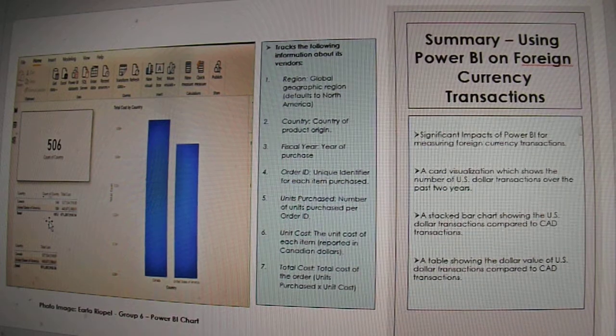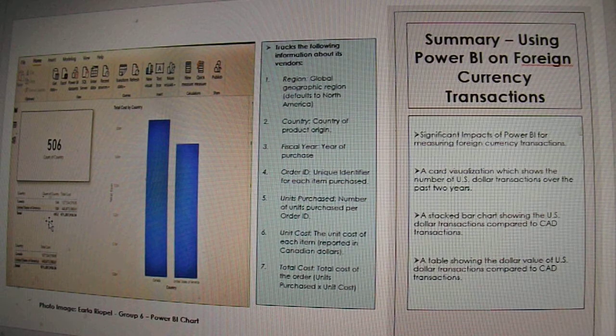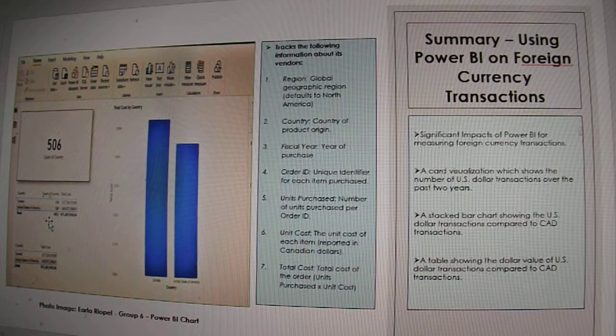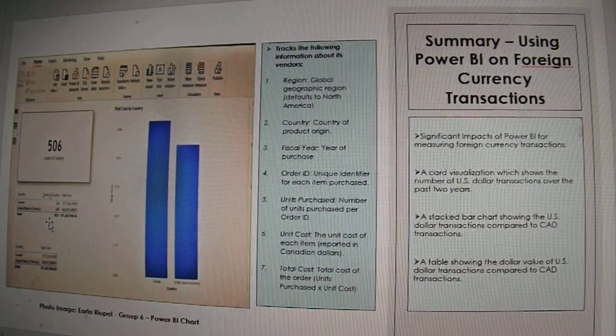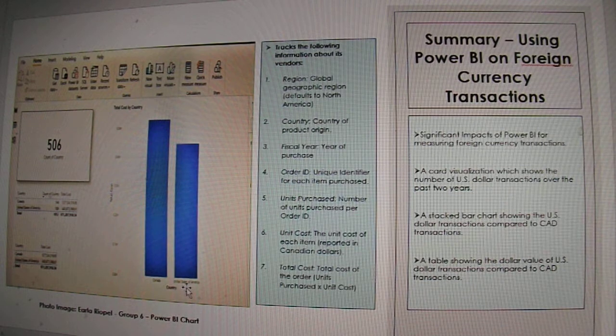Also, another detail that the data used is unit cost. The unit cost of each item is reported in Canadian dollars. If you want the Canadian dollar amount, or you can do the same way for American dollars as well. And of course, the total cost of the order, units purchased and unit cost, which in this case we use here. The total cost by country, Canada and United States.